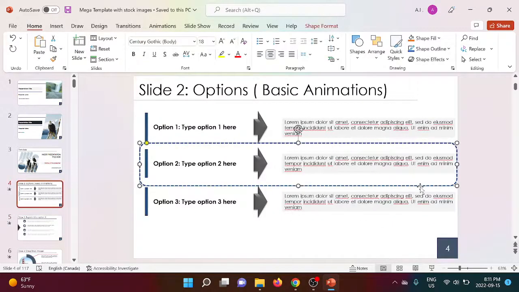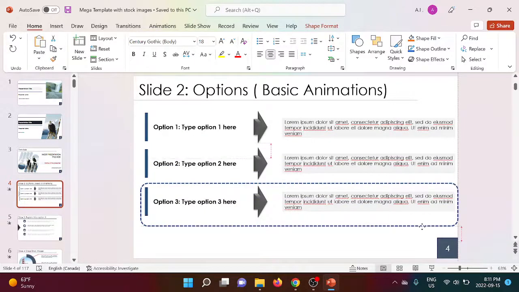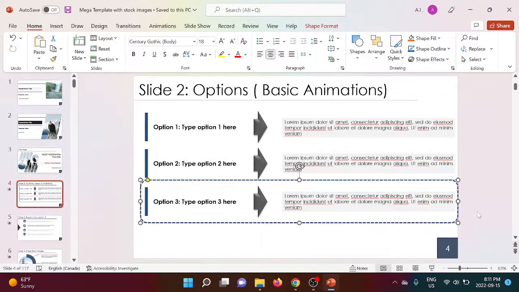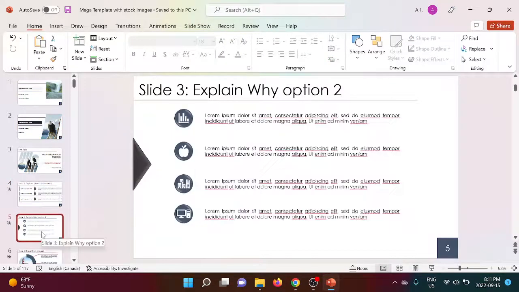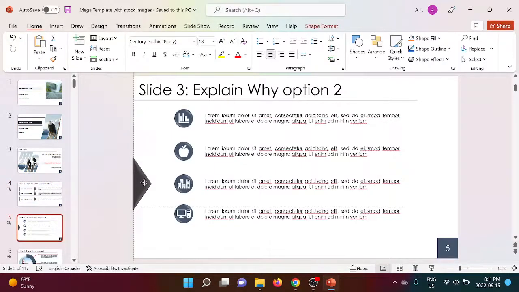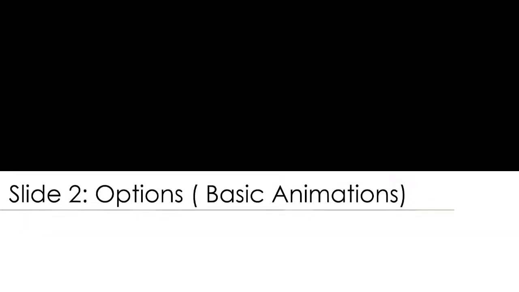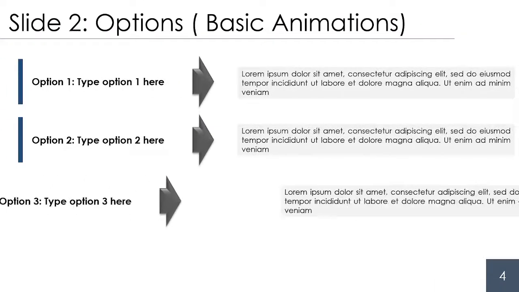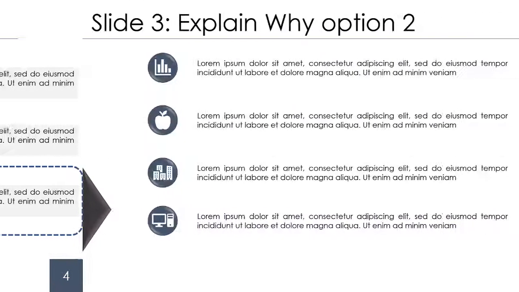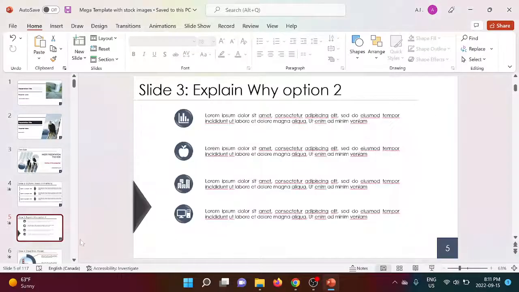You can move this here if at all you want people to select option 3. But then if you're also trying to use the next slide, just make sure you push this somewhere here so it kind of matches, so option 1, option 2, option 3, you're selecting option 3 now and you're explaining why option 2, right? So probably just push it up a little bit.